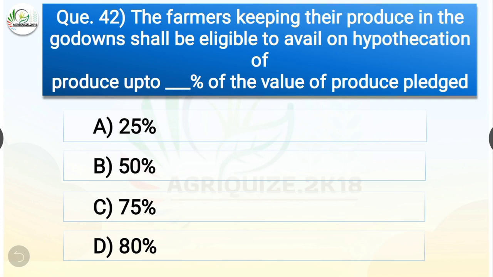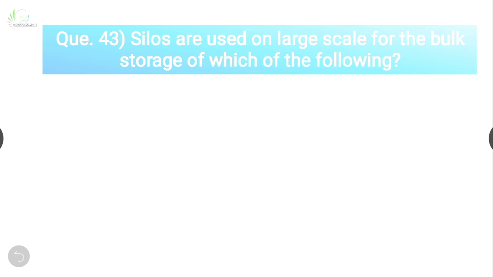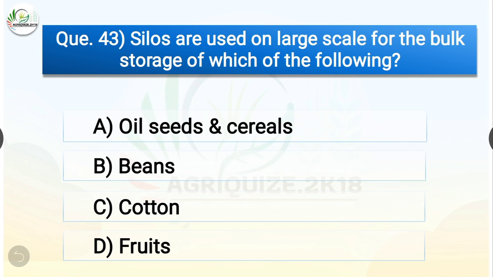The correct answer is option C, 75%. So the farmers keeping the produce in the godowns shall be eligible to avail on hypothecation of produce up to 75% of the value of produce pledged. Question number 43. Silos are used on large scale for the bulk storage of which of the following? The options are oil seeds and cereals, beans, cotton or fruits. The correct answer is option A, oil seeds and cereals. So silos are used on large scale for the bulk storage for oil seeds and cereals.